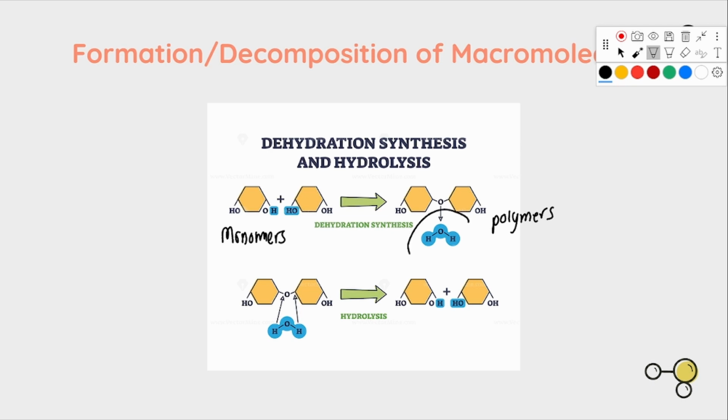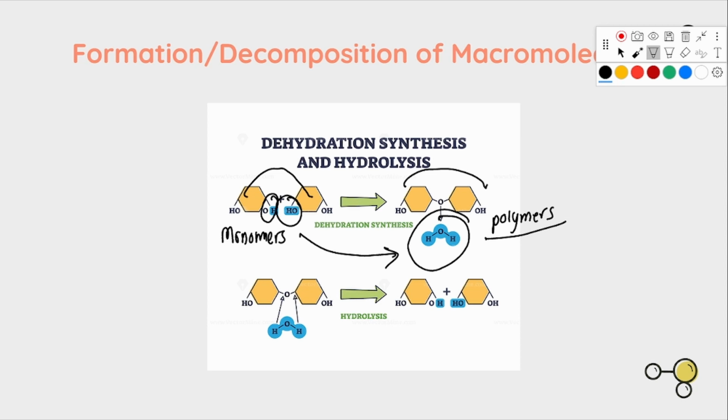after water is removed. In this representation, we can see that a hydrogen atom and a hydroxyl group are removed from the monomers, thus forming water. The water molecule is removed, thus allowing the 2 monomers to bond together and form a polymer.